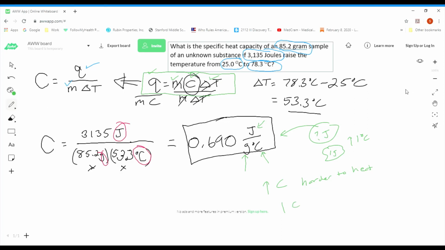The smaller the C, the easier it is to heat to a higher temperature. That's the implication of the specific heat capacity. Once again, I hope that was helpful with the sample problems that you'll be working with.